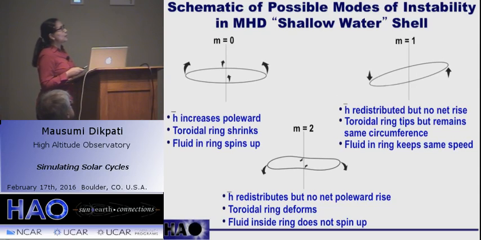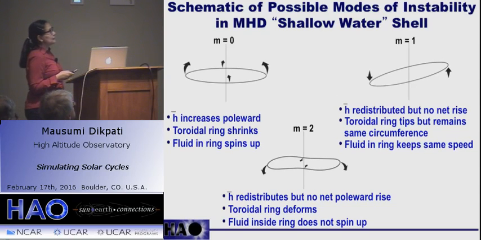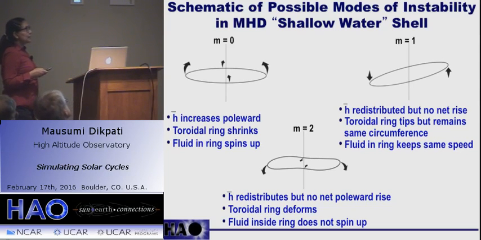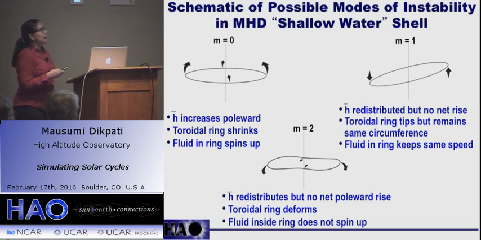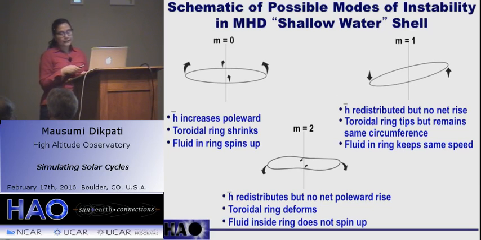In the case of m equal to 1, the height or thickness of the Tachocline gets redistributed, but there is no net rise, and the toroidal ring tips but remains of the same circumference. Fluid does not spin up in this case. In m equal to 2, the height again gets redistributed, but there is no net poleward rise, and the toroidal ring deforms, and the fluid inside the ring does not spin up.